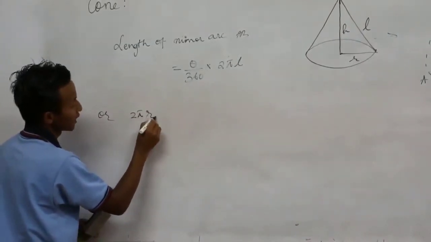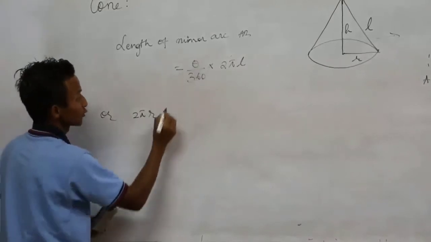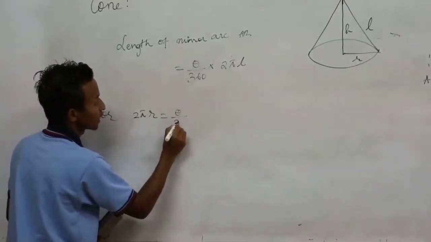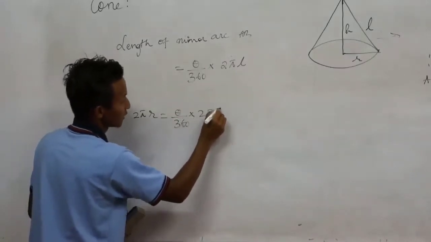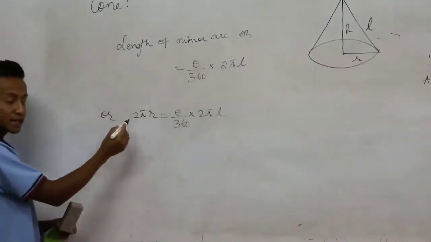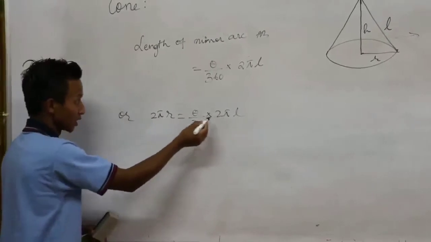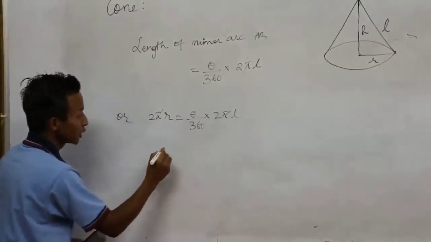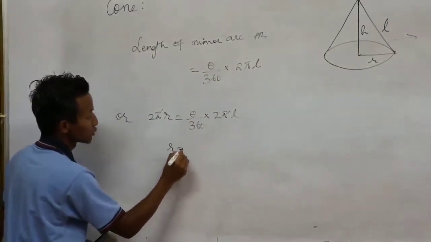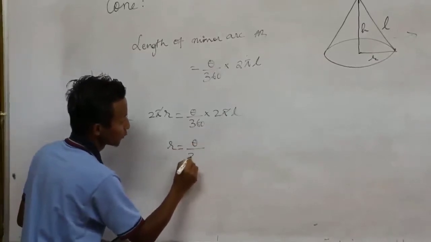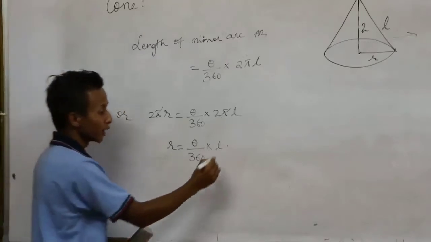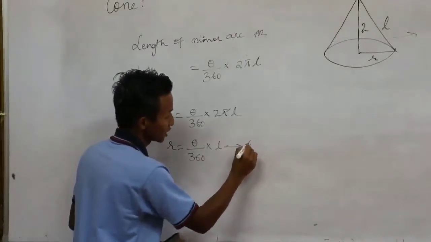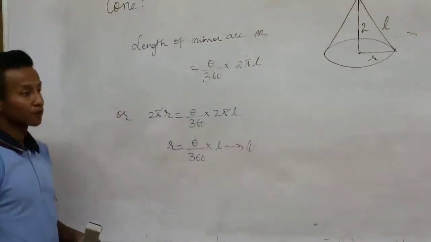Twice pi R is equal to this quantity, theta by 360 into twice pi L. As you can see, twice pi and twice pi are common, so they get cancelled. We are left with R is equal to theta by 360 into L. So I will denote this as equation 1.